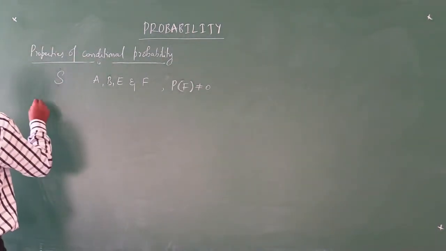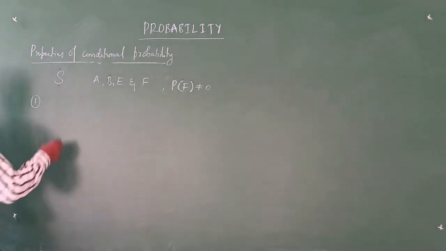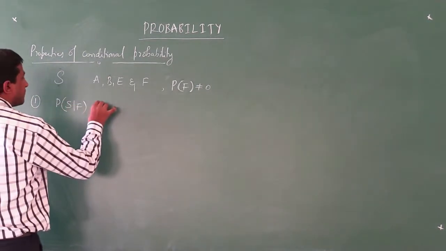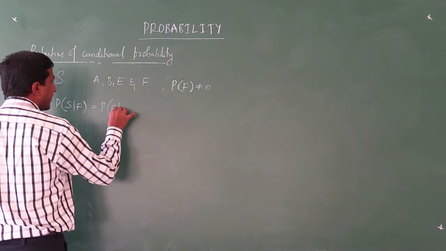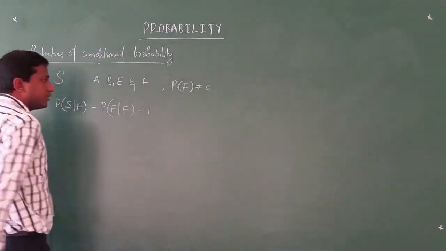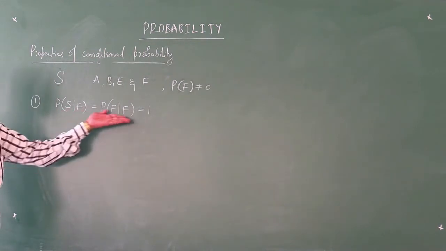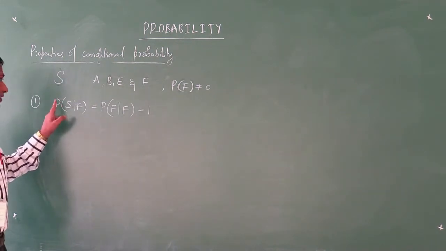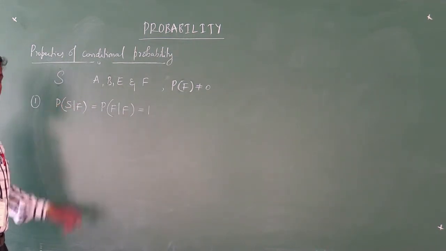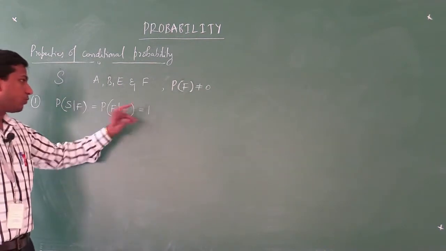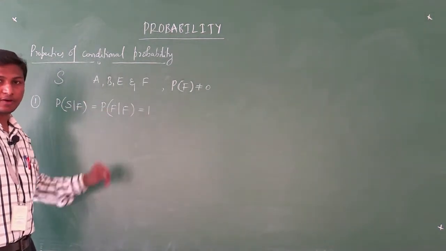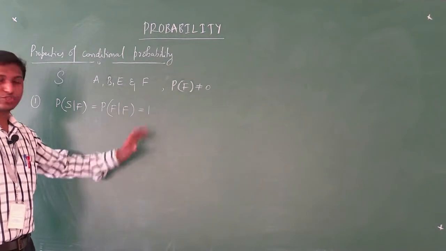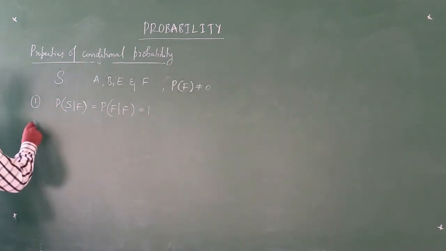Let us look at the first property. So the first property states that P of S bar F equals P of F bar F equals 1. So the first property is telling us P of S bar F, which is nothing but conditional probability of the sample space with respect to event F, is equal to 1. Also P of F bar F, conditional probability of event F with respect to itself, is also equal to 1. So the proof is very simple.